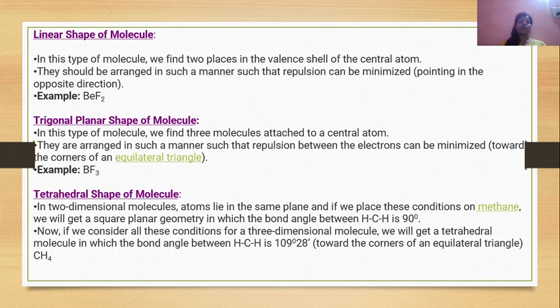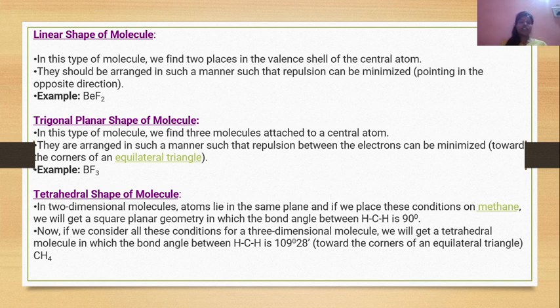And the molecules acquiring trigonal planar shape. In this type of molecule we have three atoms attached to the central atom. They are arranged in such a manner that the repulsion between the electrons is minimized, and they are directed at the corners of an equilateral triangle. Examples: BF3. You are all very intelligent, you don't need me to explain all these examples.